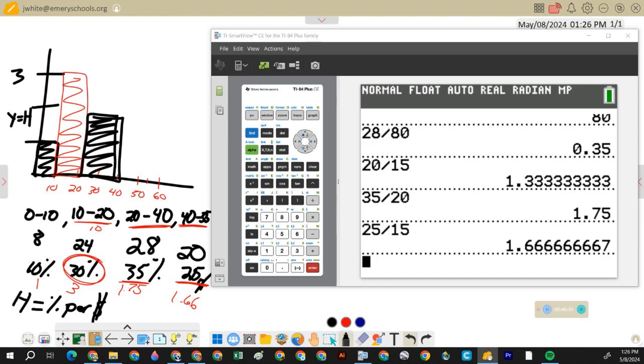And then the next one has a width of 15 and a height of 1.6. And that's my histogram. So the size of the box is the area, the percentage. And you take the percentage and divide it by the width to figure out the height. Okay? All right.